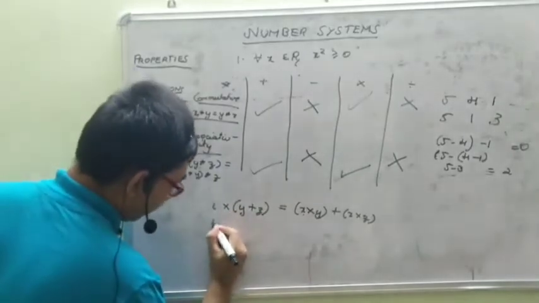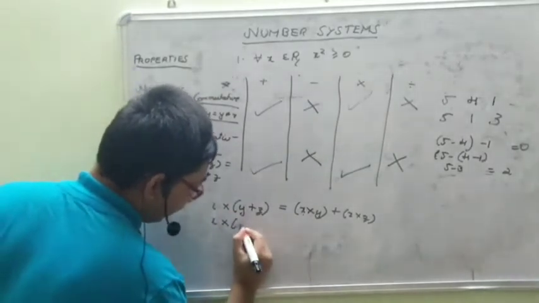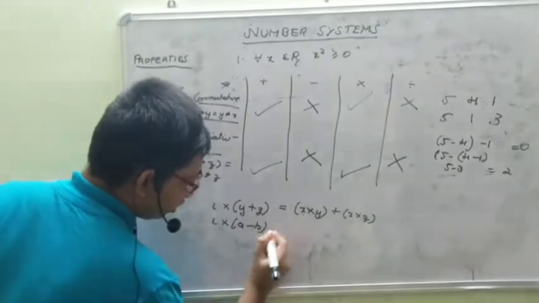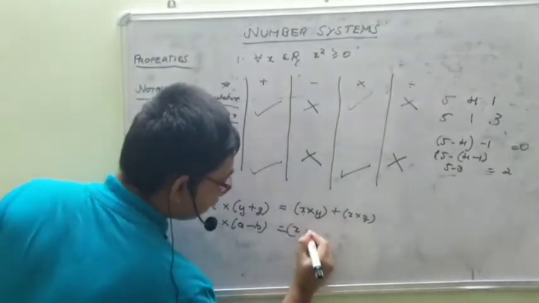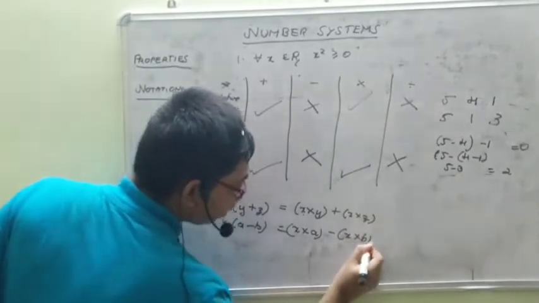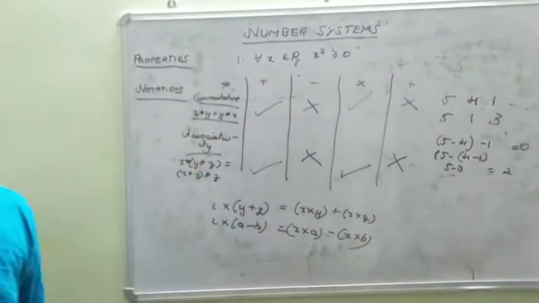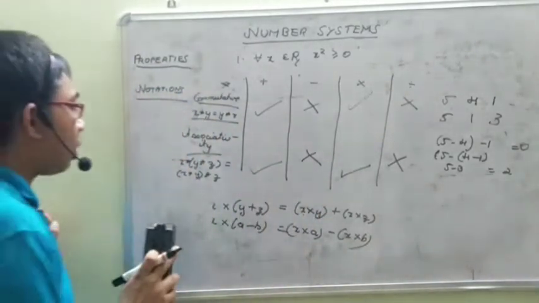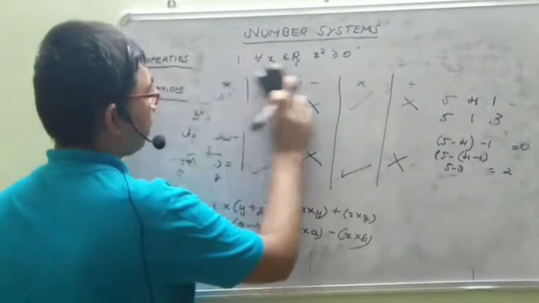Now similarly, X into (A minus B) is equal to X into A minus X into B. This is one thing. So this is the property of distributivity.